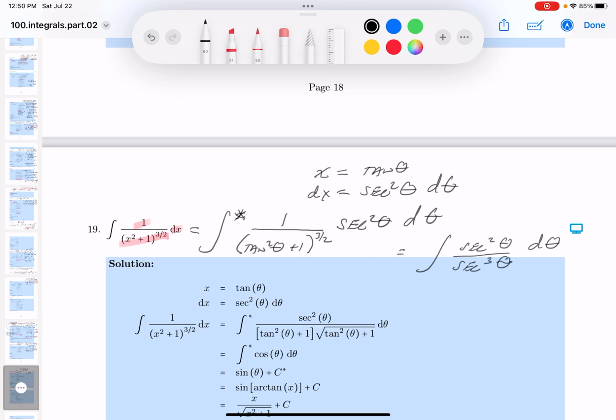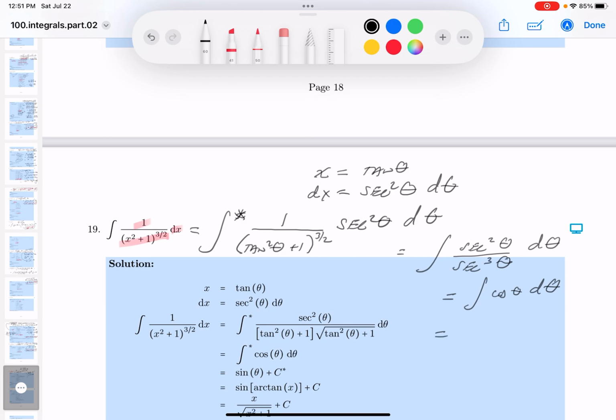I'm sure I said that right. Tangent squared plus 1 is secant squared. And then raised to the 3 halves, just the cube. That worked out pretty well. What do you get over here? Well, if you simplify this, you would get 1 over secant, which is simply the cosine.